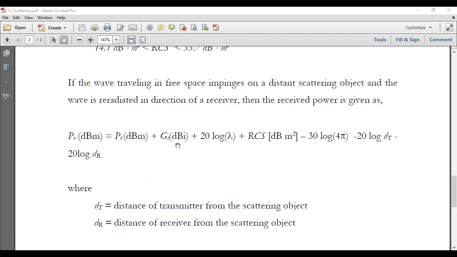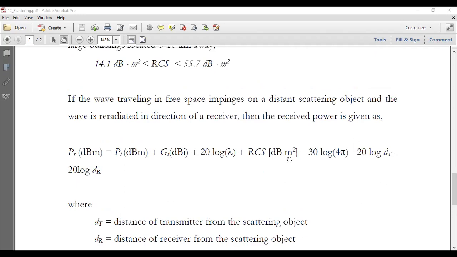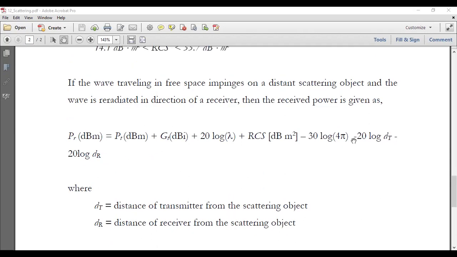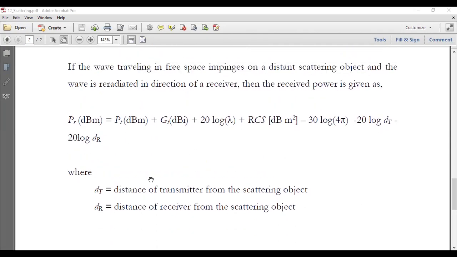PTGT is like before. Okay, 20 log lambda. Okay, this part is like before. Now, the last few terms: the RCS value you put here, then minus 30 log 4 pi, then minus 20 log dt. It is the distance of the transmitter from the scattering object, and minus 20 log dr. Okay, there is again the distance of the receiver from the scattering object. Okay, so you put them and then you get the received power.